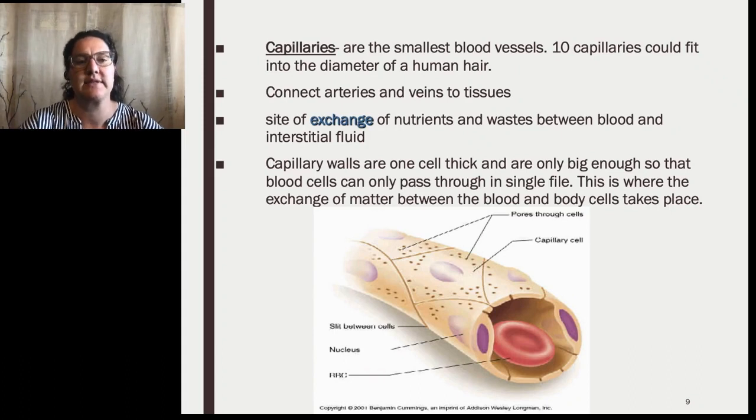The last type of blood vessel is a capillary, which are the smallest blood vessels, and about 10 capillaries could fit into the diameter of the average human hair. Capillaries connect arteries and veins to tissues, and this is the site of nutrient and waste transfer between the blood, the cells, and the interstitial fluid. Capillary walls are only 1 cell thick and only large enough for 1 blood cell to pass through at a time. That allows oxygen to effectively diffuse from the blood cells to the muscle tissue and carbon dioxide to diffuse back into the blood from the muscle tissue.